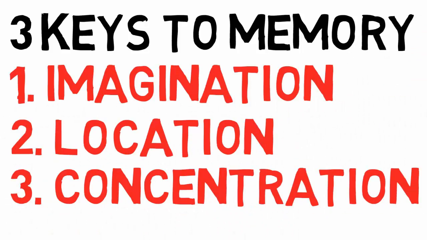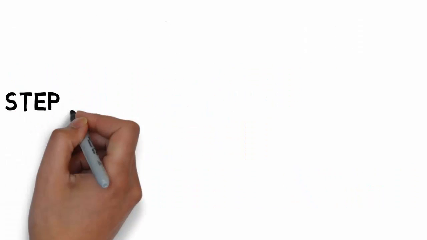With imagination, you're going to be changing the information to an image and create a story out of those images. Then with location, you're going to place that story in a location so you know exactly where that information is. And of course, with concentration, you really want to focus on the story you're creating. You really want to picture it in great detail. Now let's learn the method.